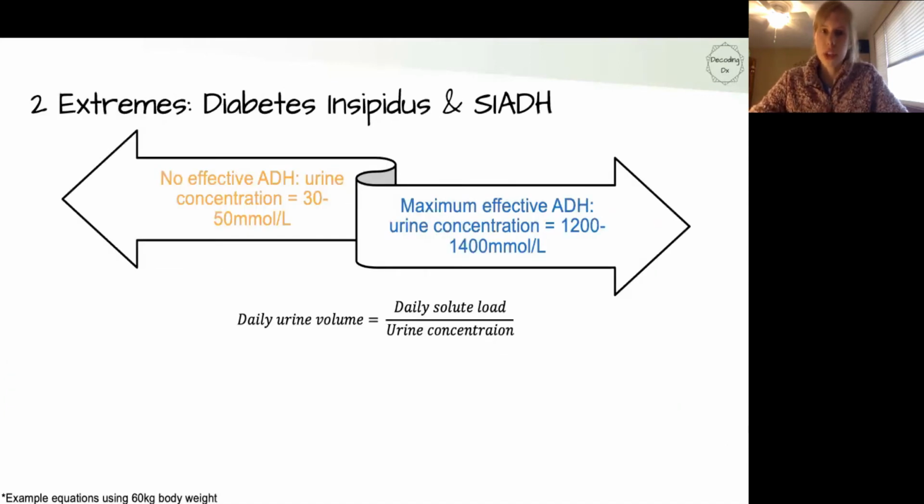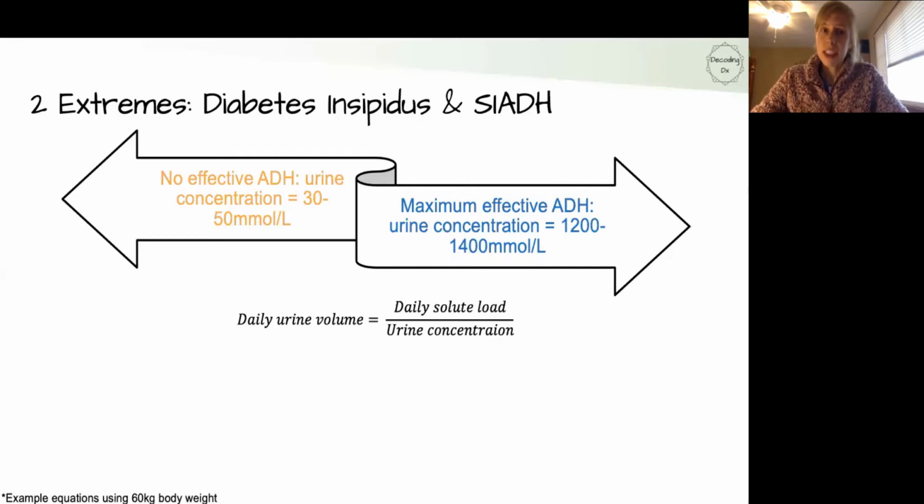So we're left with these two extremes, no effective ADH or maximal effective ADH. Essentially, in pathology terms, this is diabetes insipidus versus SIADH. Now, what does this mean? A person's daily urine volume is equal to the daily solute load over the urine concentration. What does that mean? The daily solute load is how much of the solute the body needs to excrete through the kidneys. So how much the kidney needs to get rid of as waste product. And then the urine concentration is how concentrated we're able to make it in osmolality. And ADH has a lot to do with that.